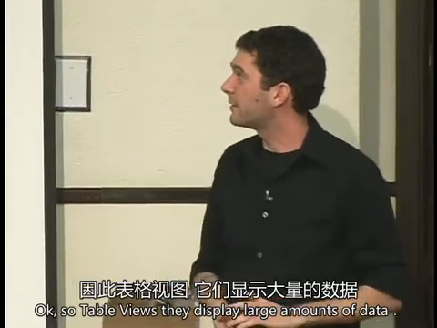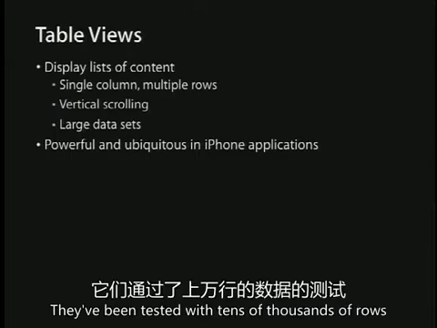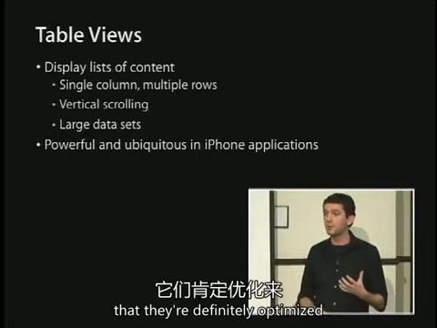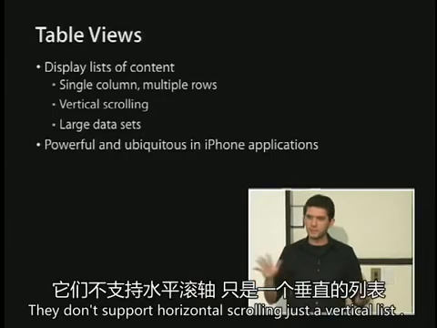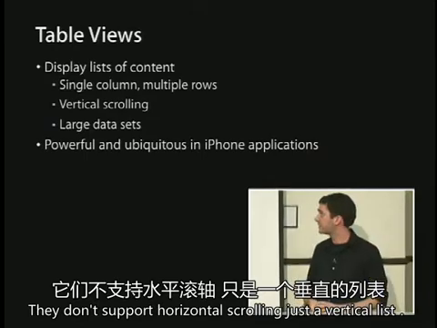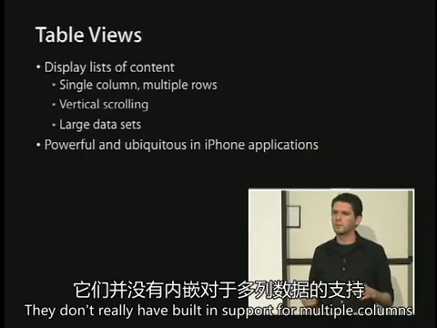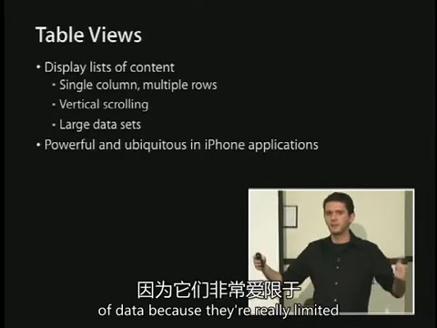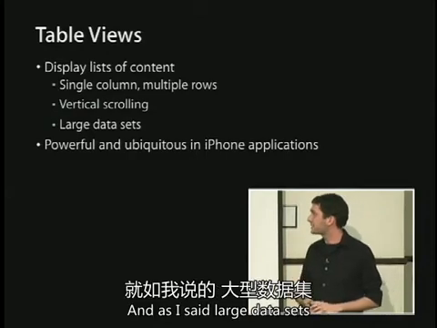Okay, so table views. They display large amounts of data. That's what they're really designed and optimized for. They've been tested with tens of thousands of rows. They're vertically scrolling. They don't support horizontal scrolling, just a vertical list. And to that end, they're only single column. They don't really have built-in support for multiple columns of data because they're really limited to the width of the device. And as I said, large data sets.